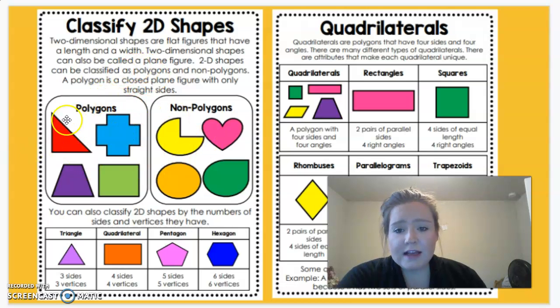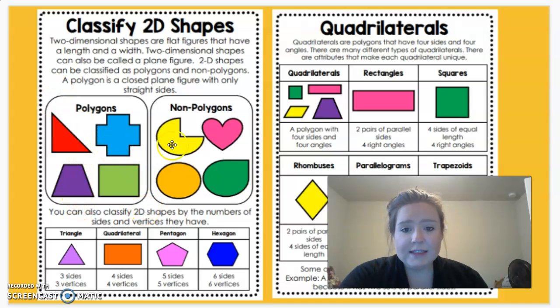Right here in this little square, you can see that we're talking about polygons. All right, each one of these figures or shapes has only straight sides, and all of the sides connect. Okay, there's no openings. It's not an incomplete figure. They're all complete. They all touch, and they are all straight edges or straight sides.